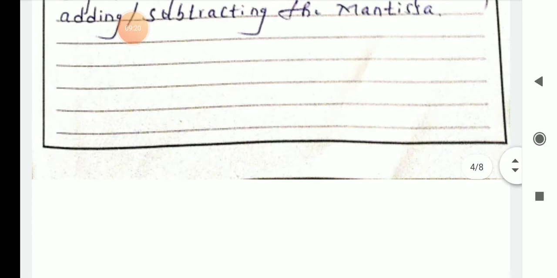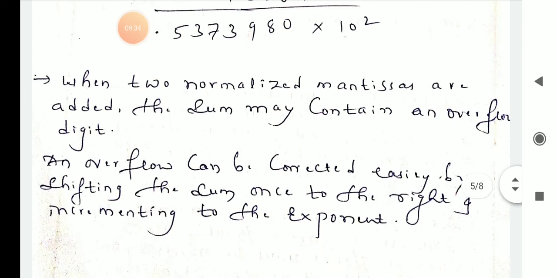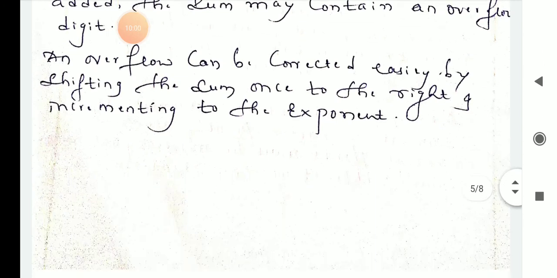When two normalized mantissas are added, the sum may contain an overflow digit. So whenever you add the mantissas, it may contain an overflow digit. Overflow can be corrected easily by shifting the sum once to the right and incrementing the exponent. So you have to shift the sum once to the right, and then increment the exponent value.